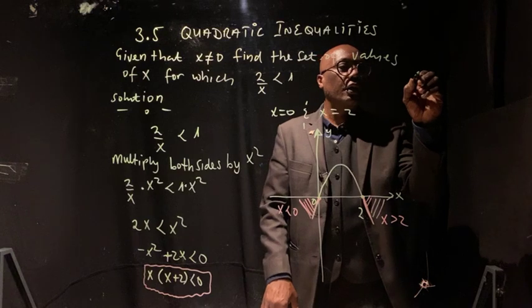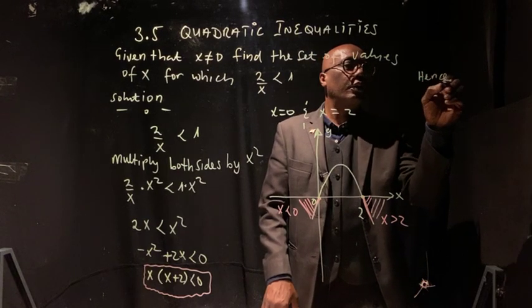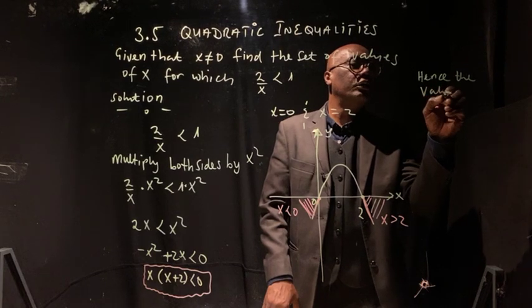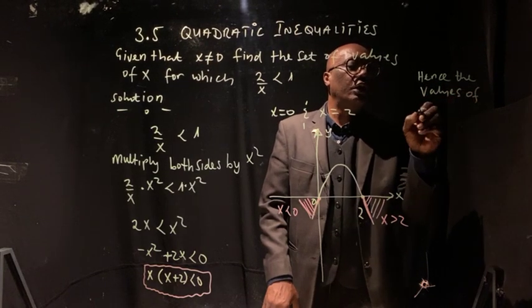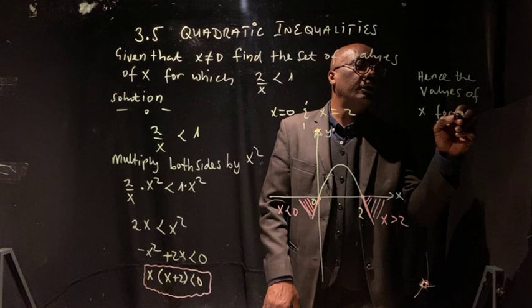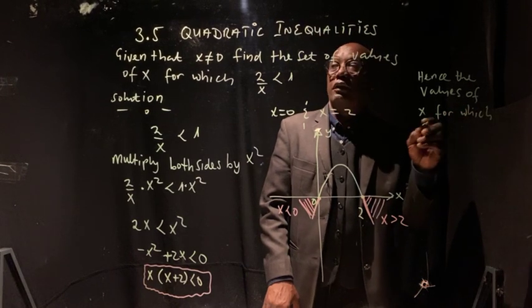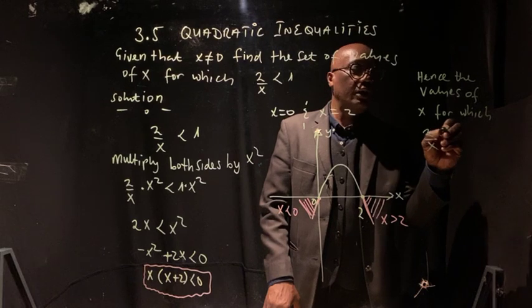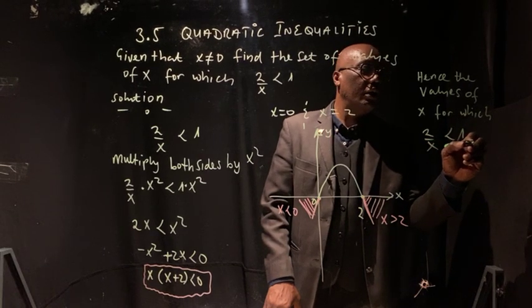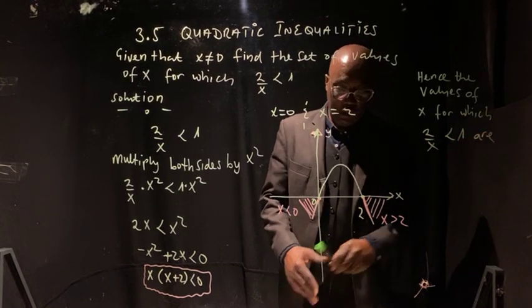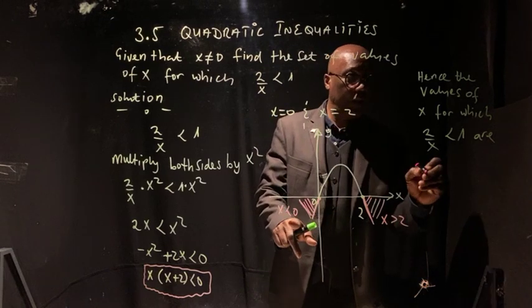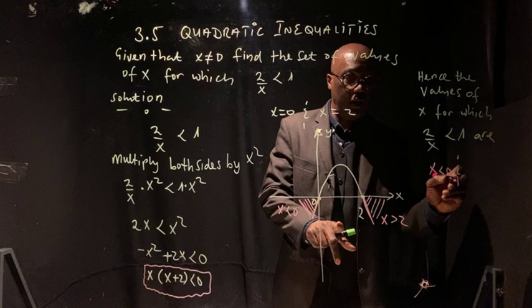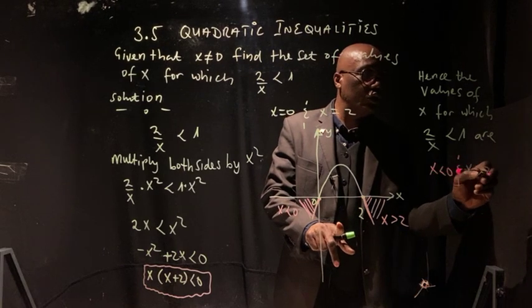Hence, the values of x for which the given inequality 2 over x is less than 1 are these values: x is less than 0 and x is greater than 2.